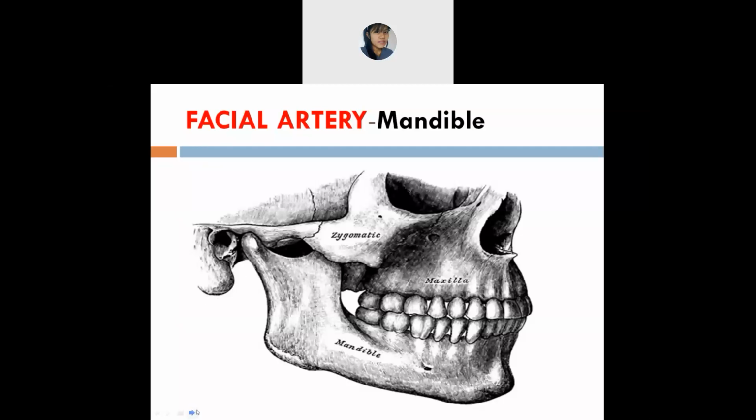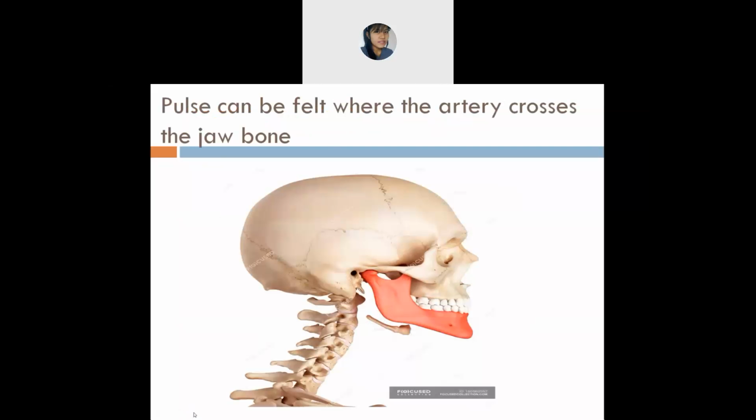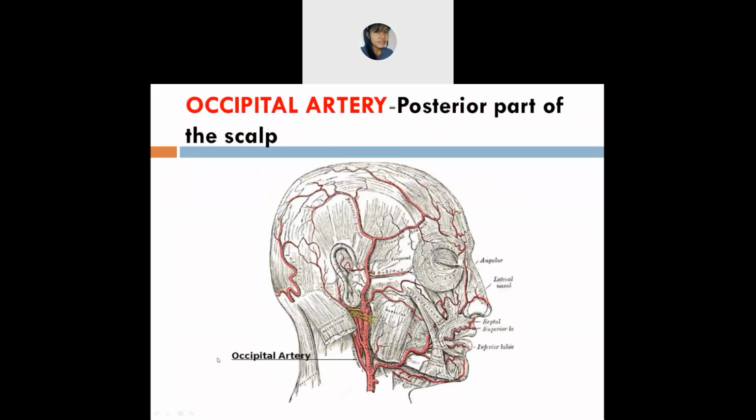Yes, ma'am. And the facial artery also supplies the muscles in your face, through which you give facial expressions, right? Happy, sad, all this. So they supply all these areas. Okay, so here in this area you can feel the pulse, just downside of your jaw. This one.